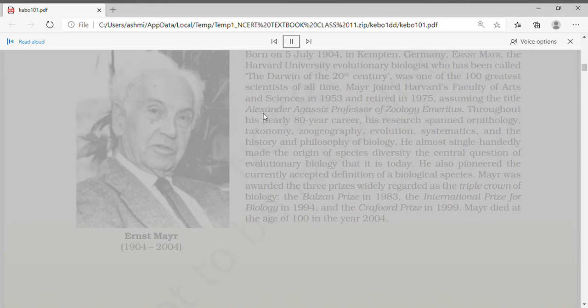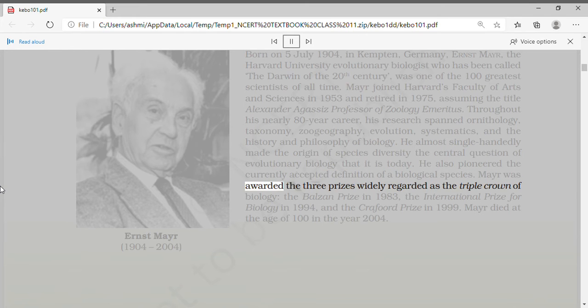Born on 5th July 1904, in Kempten, Germany, Ernst Mayr, the Harvard University evolutionary biologist who has been called the Darwin of the 20th century, was one of the 100 greatest scientists of all time. Mayr joined Harvard's Faculty of Arts and Sciences in 1953 and retired in 1975, assuming the title Alexander Agassiz Professor of Zoology Emeritus. Throughout his nearly 80-year career, his research spanned ornithology, taxonomy, zoogeography, evolution, systematics, and the history and philosophy of biology. He almost single-handedly made the origin of species diversity the central question of evolutionary biology that it is today. He also pioneered the currently accepted definition of a biological species.